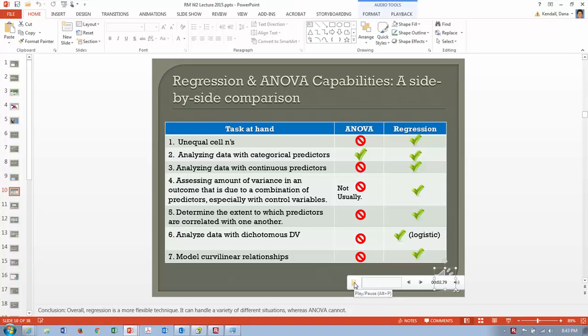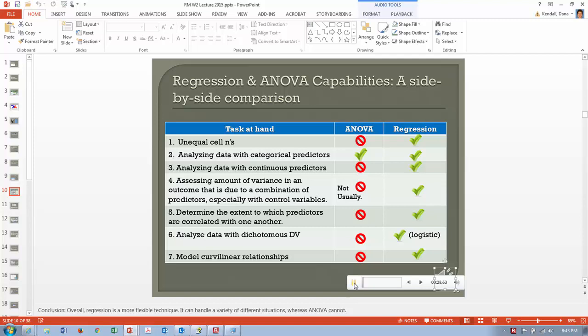The purpose of this list is to juxtapose the capabilities of the Anova and the regression methods. So it's important to have just this broad understanding of when you would use which technique, and so that's what this little illustration is all about. So I have this kind of data.